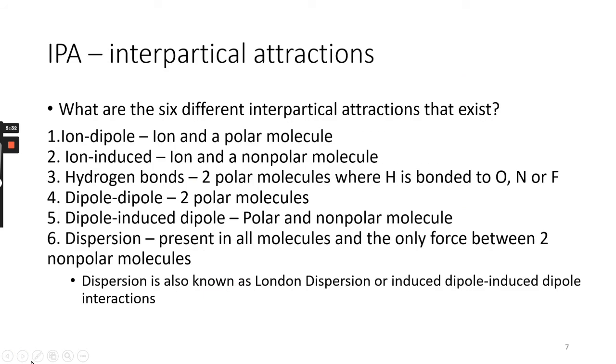Sometimes these intermolecular forces are also called interparticle attractions, or IPAs. There are six main interparticle attractions. One is where you have an ion and a polar molecule. That's called ion-dipole. If you have a positive ion, it'll be attracted to the negative side of your polar molecule. Then you have something called ion-induced dipole. That's when an ion comes close to a nonpolar molecule and forces that nonpolar molecule to get an instantaneous dipole, and then they'll be attracted to each other.